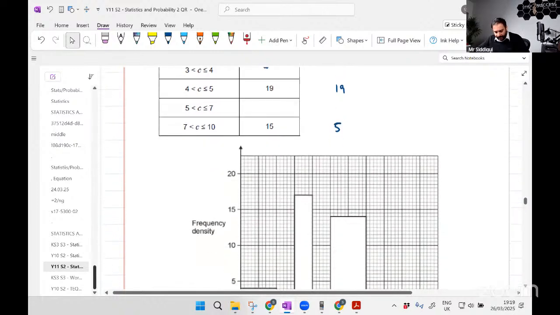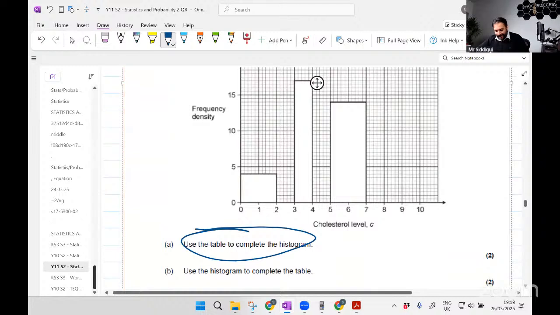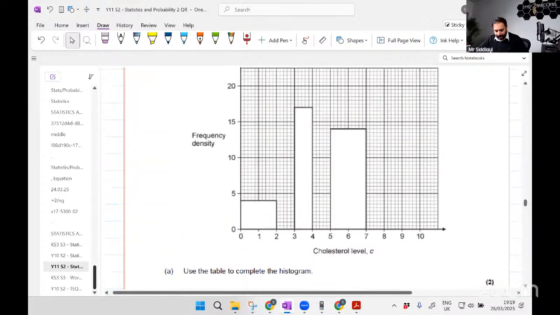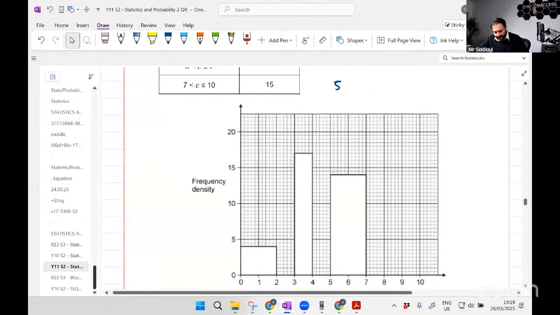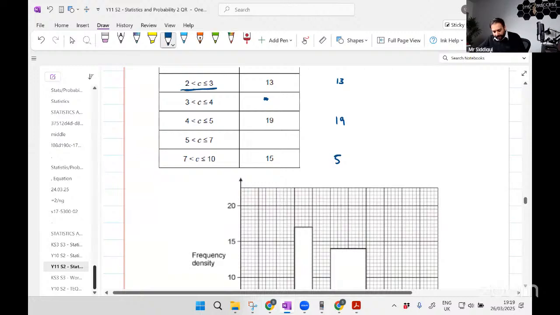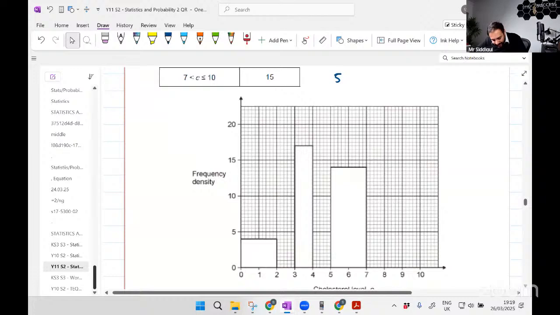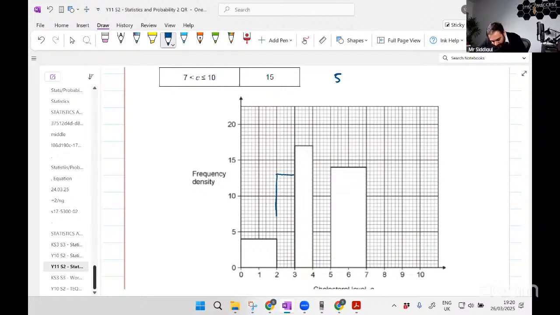You always have the same questions here. You have to use the table to complete the histogram and then use the histogram to complete the table. It is always the same sort of thing. So we have a missing bar between 2 and 3. Now I know that the 2 to 3 bar has to go up to 13. Going up in twos, 12, 12, 13, so I think it's there. So you will have a bar that goes between 2 and 3 up to 13. That is that bar.